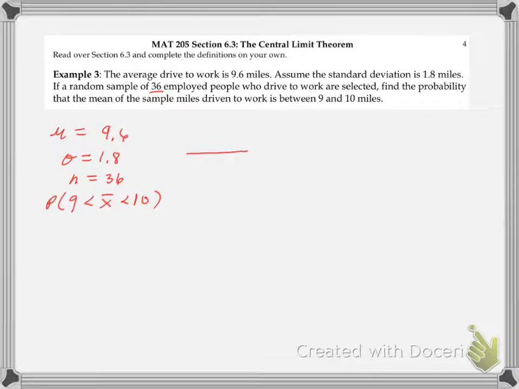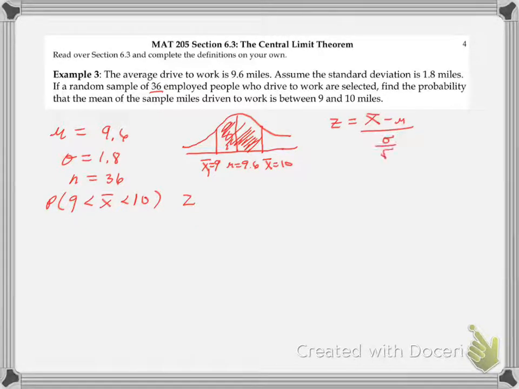All right, so of course I like to draw. We're going to use the central limit theorem because our sample size is greater than 30. So it will have this normal distribution once we use the central limit theorem and find our z-scores. X bar sub 1 is 9, and X bar sub 2 is 10. So we're looking for this area here. Again, Z is equal to X bar minus mu over sigma over the square root of n. Remember this is the case that's shaded in between two regions.